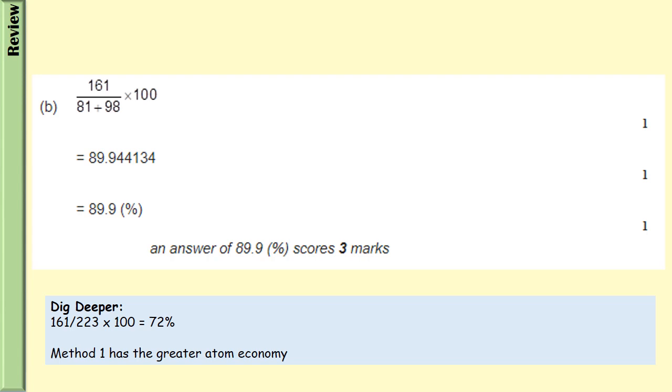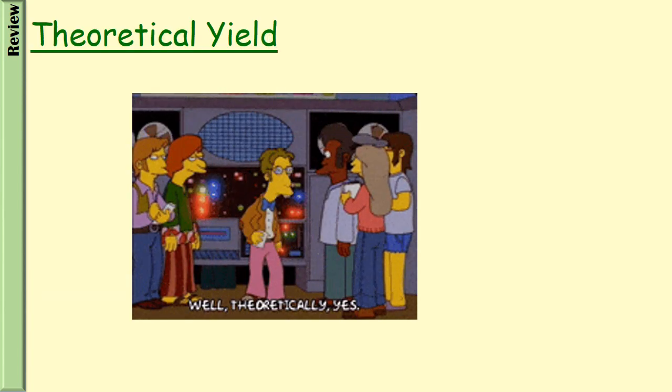And if you had a go at Dig Deeper and looked at method 2, you should have got an atom economy of 72%, showing that method 1 had a greater atom economy. So we can see how chemists can calculate the efficiency of a reaction and make judgments.